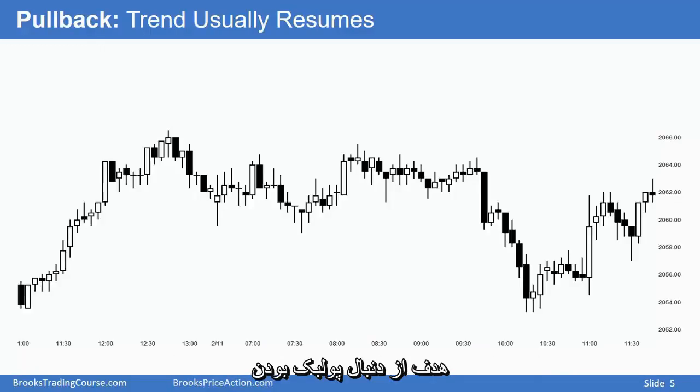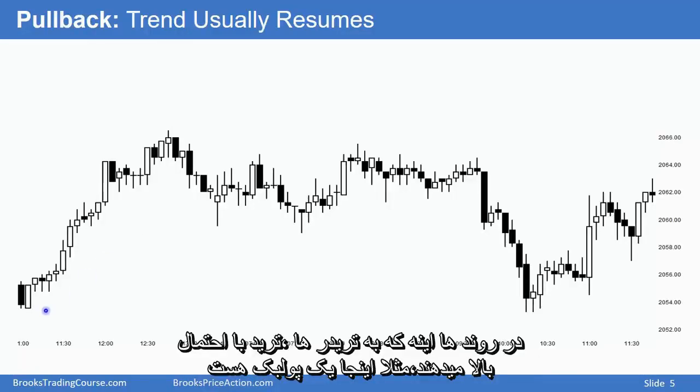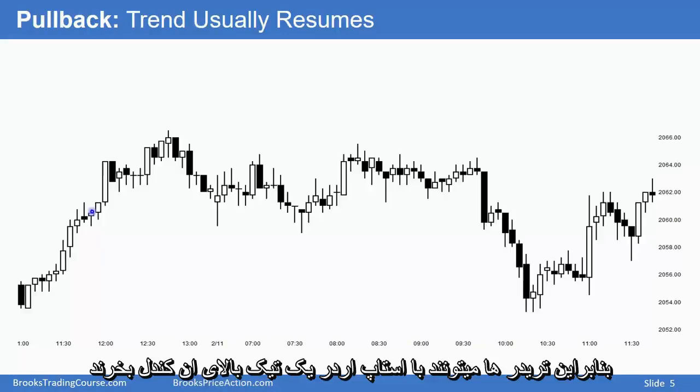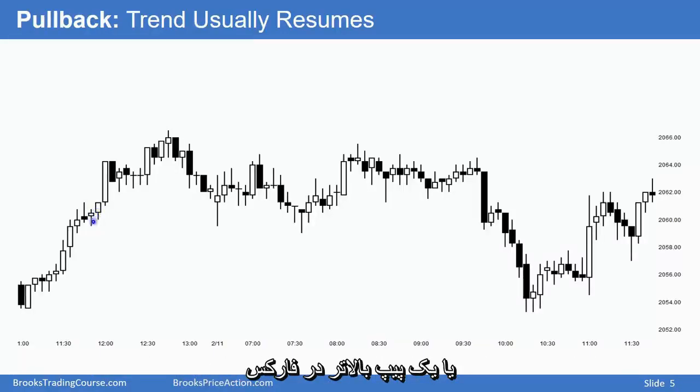The purpose of looking for pullbacks in trends is they give traders a high probability trade. So for example, here's a pullback after the market went up about 8 or 10 bars. Chances are the market's going higher. So traders can either buy with a stop 1 tick above that bar, or 1 pip above if it's a Forex market, or they can buy with a limit order either on the close of that bar or at the low of that bar.